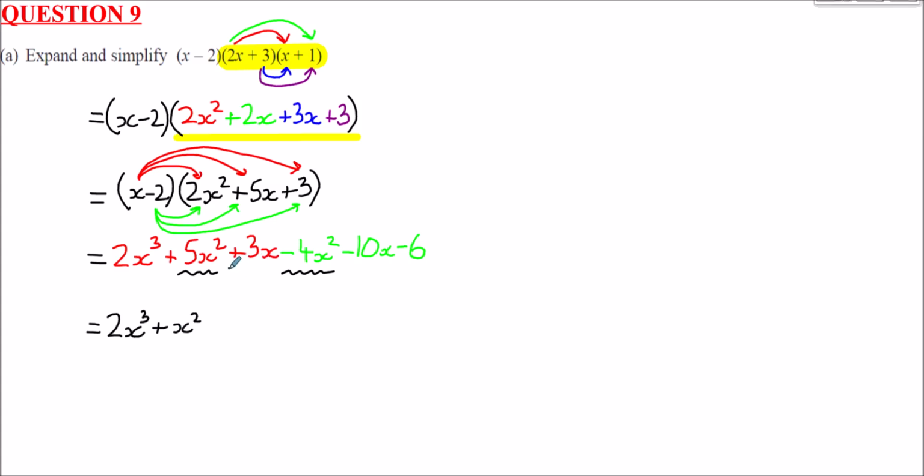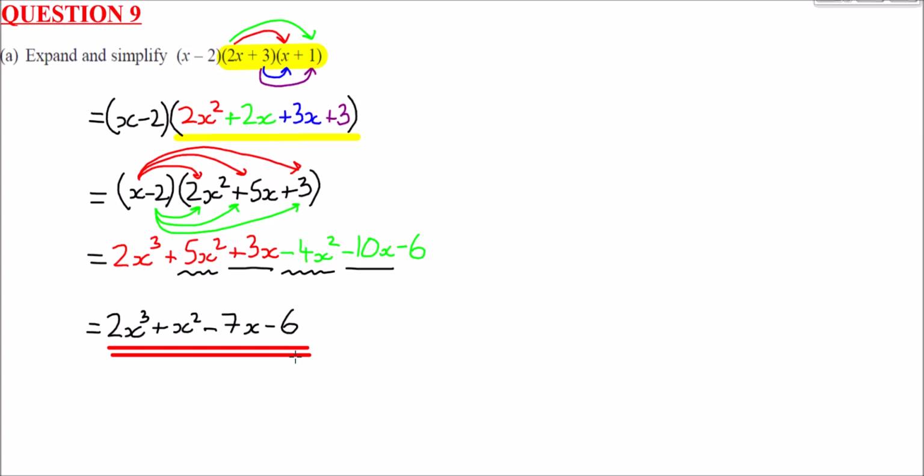Then we have a 3x, but also a minus 10x. 3 take away 10 is minus 7. So 3x take 10x will leave us with minus 7x. And finally, minus 6 on the end. Obviously, it's just minus 6. So that's what we'll have.